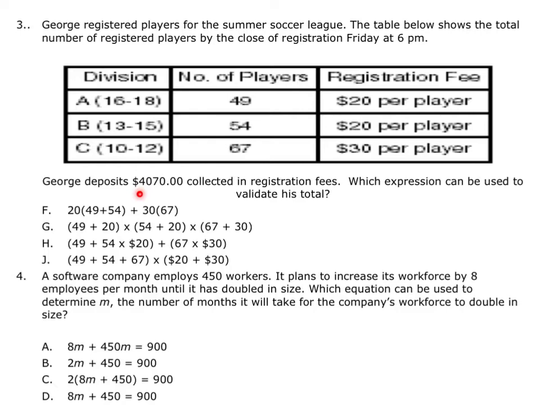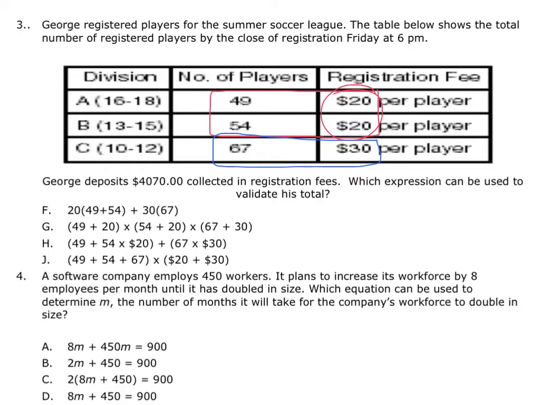That just means we have to figure out how he got this. The way I like to look at it is how would I have solved this to get how much total money he collected. We see that the first two divisions both cost $20 a player, so they have that in common, whereas this other one costs $30 a player. So I'm going to start looking through my answer choices.